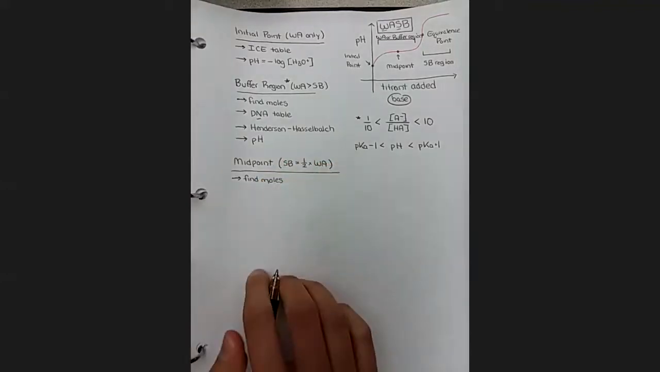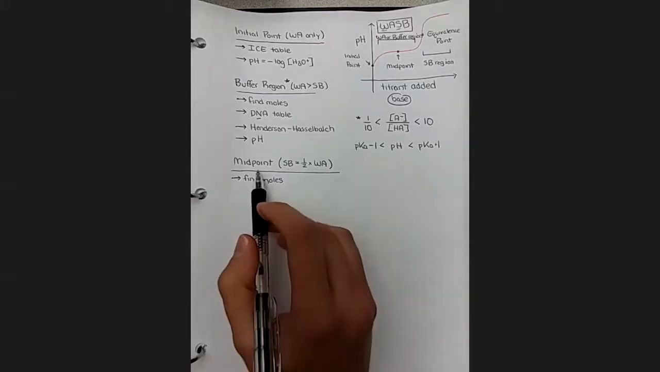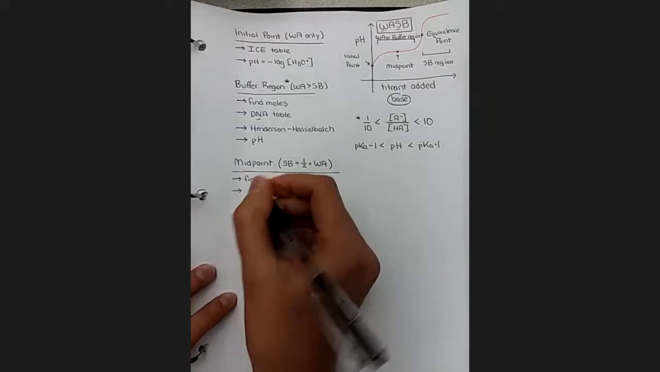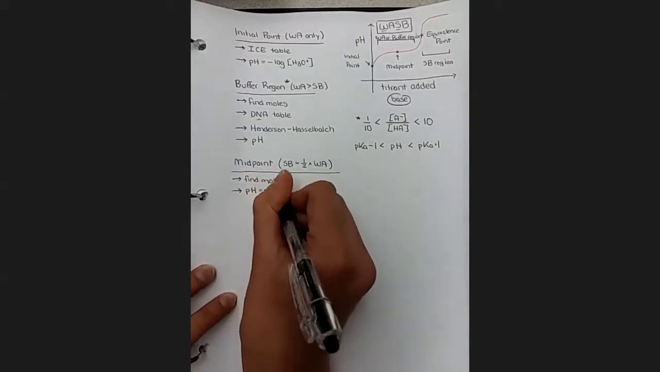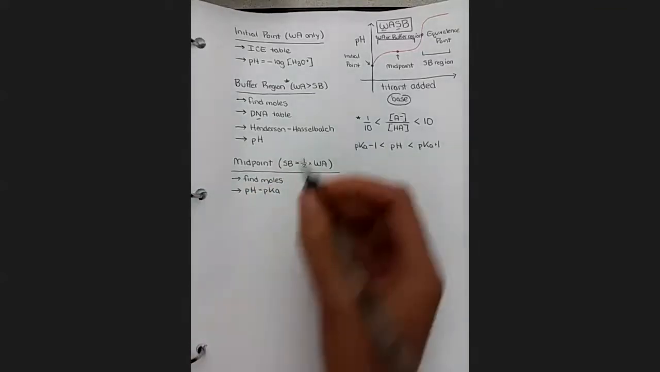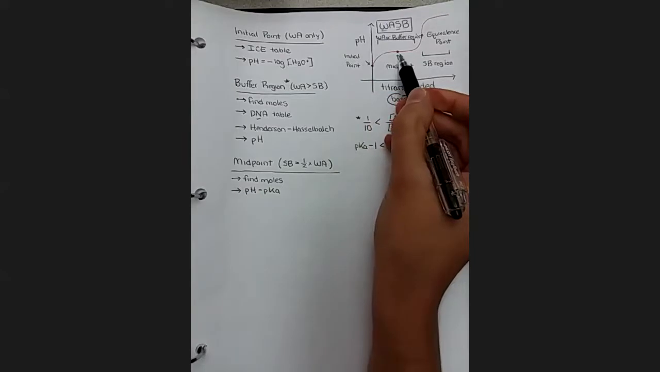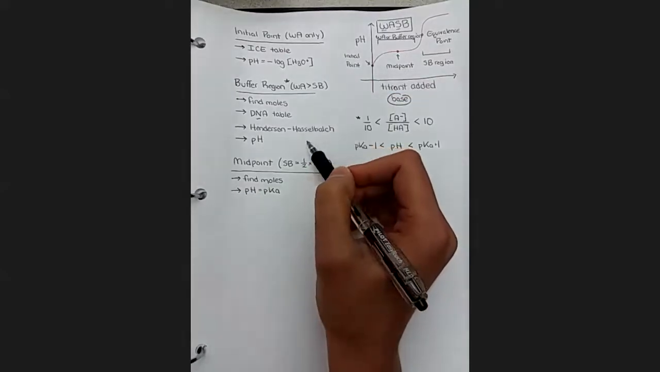So you find your moles, you discover that one of them equals 1/2 of the other one, and that you're at the midpoint. And if you're at the midpoint, that means your pH equals your pKa. You could also do something similar if you wanted to use the buffer region formula. Since technically the midpoint is in the buffer region, this buffer region step series would still work.